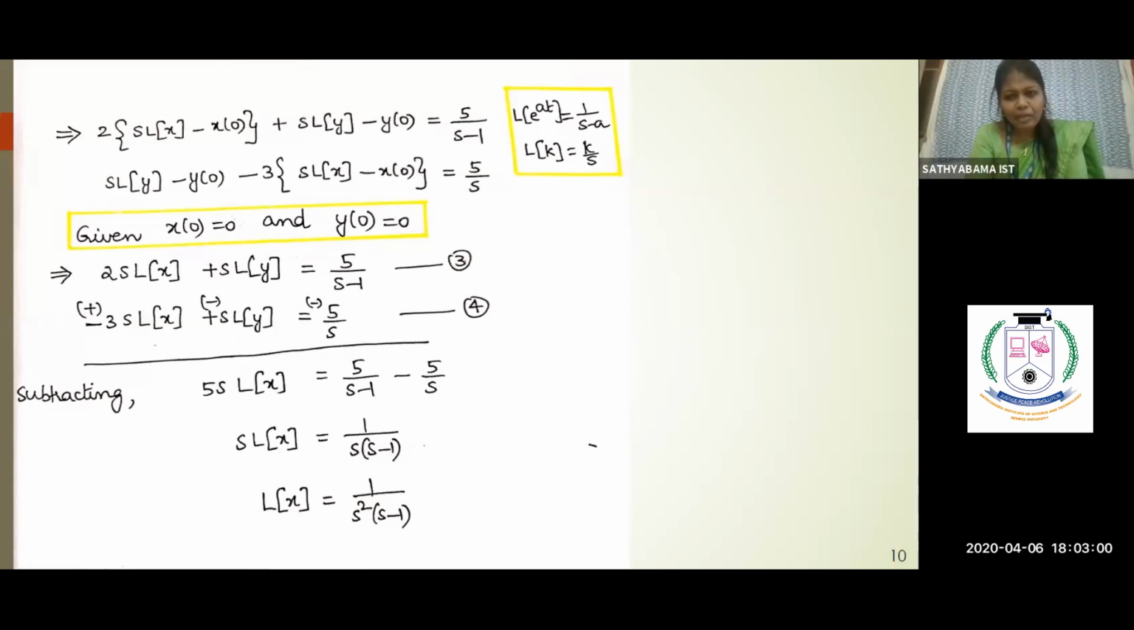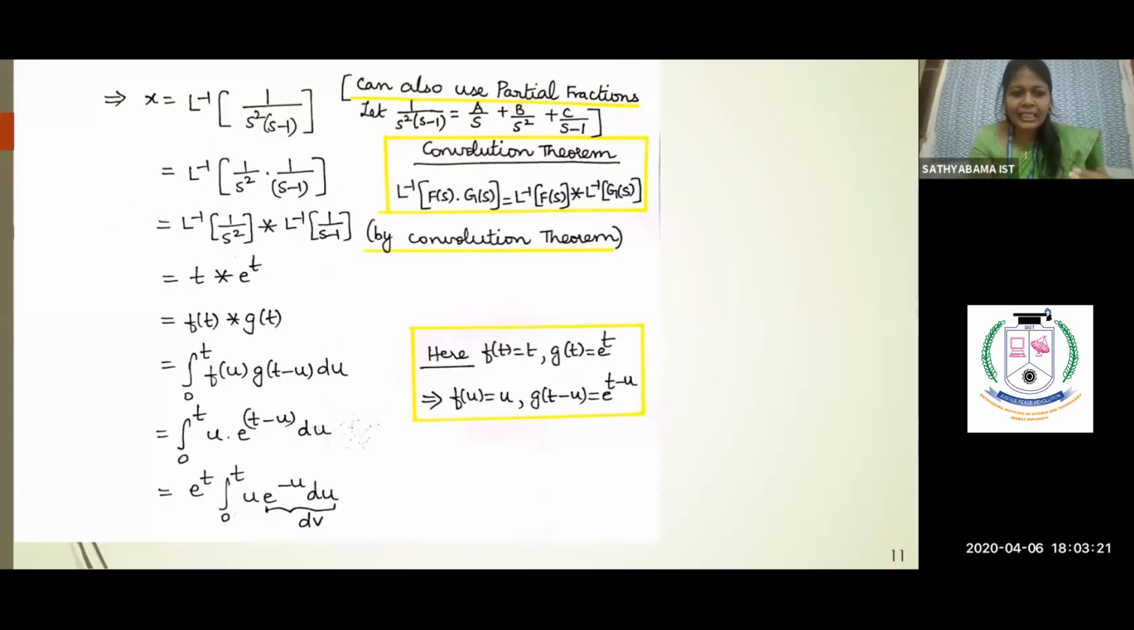So this particular problem from here, you can use partial fractions. But since you can also use convolution theorem, I've used convolution theorem for this particular problem because I want you to understand that also. Okay. So what is x? x is L inverse of 1 by s square into s minus 1. So I'm going to go on to the next page. Listen carefully. Okay. Now, I don't want you getting scared. Okay. This is going to be really easy. Trust me.